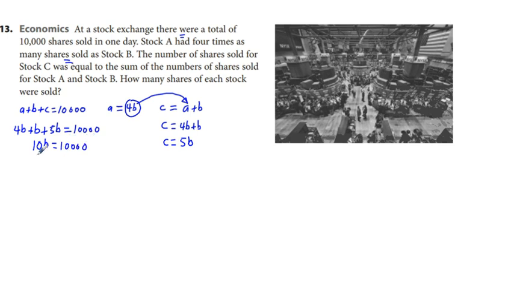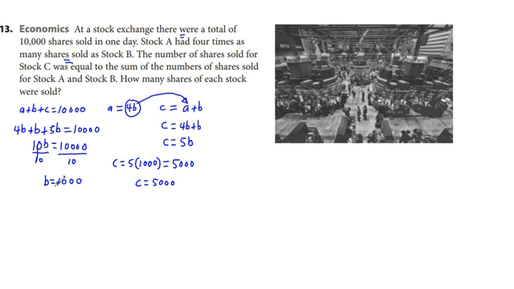Well, if we divide by 10, we know that we have how many shares sold of B? B is going to be equal to 1,000. Okay, and C is equal to 5 times B, and B is 1,000. So that's going to be 5,000 shares. So C is equal to 5,000 shares.